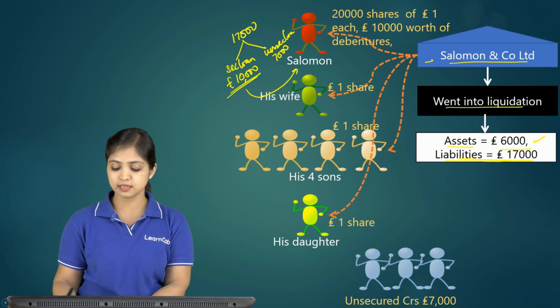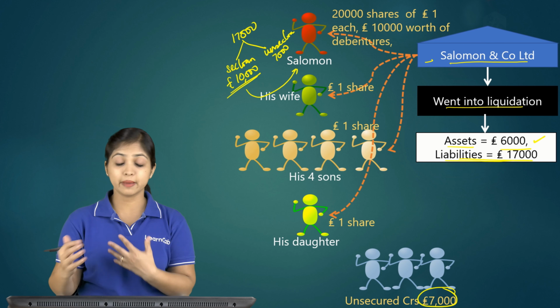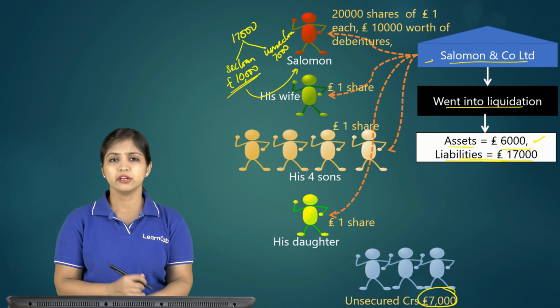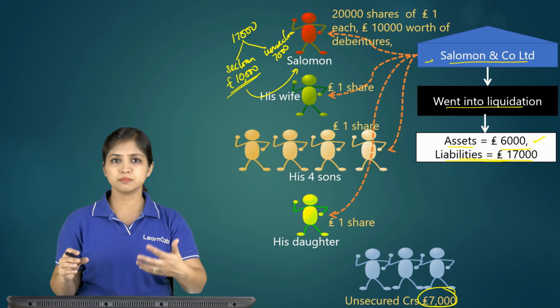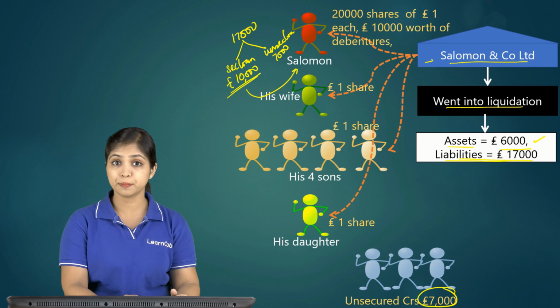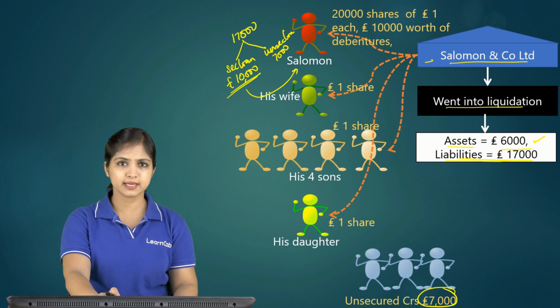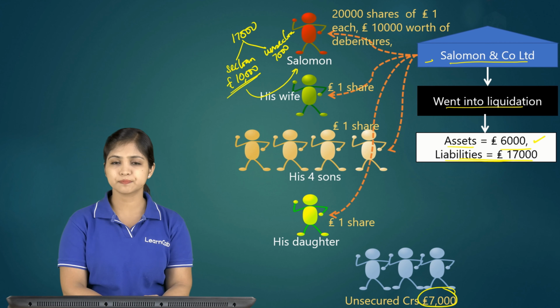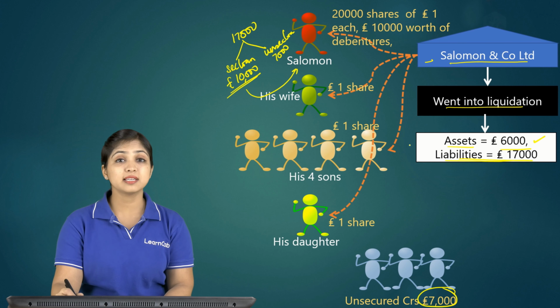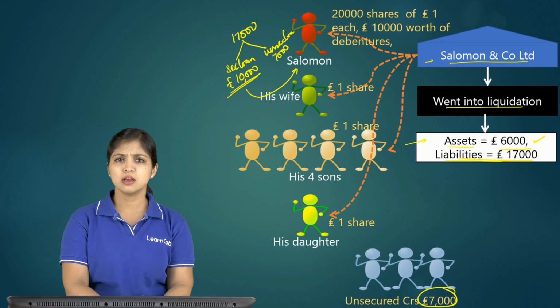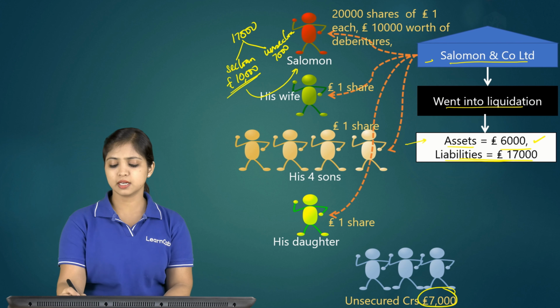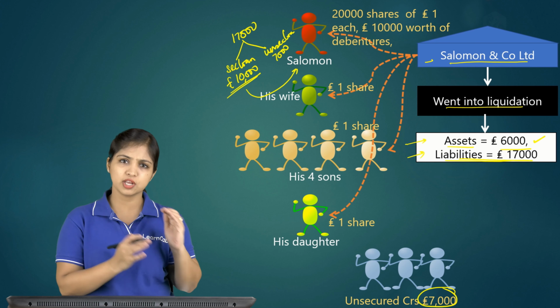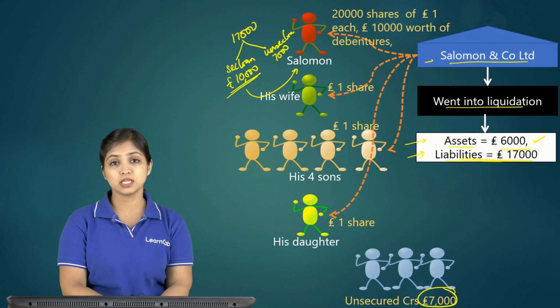So these 3 creditors, the company owed to them £7,000. So total liabilities £17,000, out of which 10,000 was secured in the form of debentures held by Salomon himself, and the balance 7,000 was due to outsiders. Now how much asset does the company have? Only 6,000. How much does it have to pay creditors? Totally 17,000, out of which 10,000 is secured, 7,000 is unsecured.